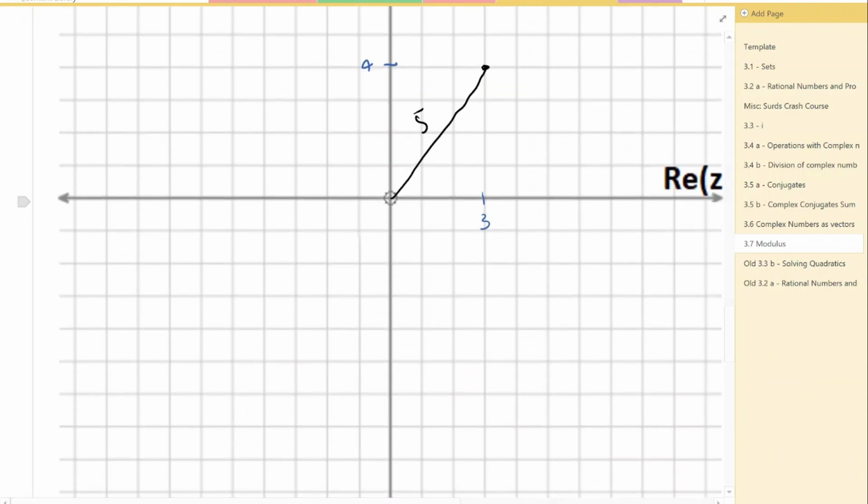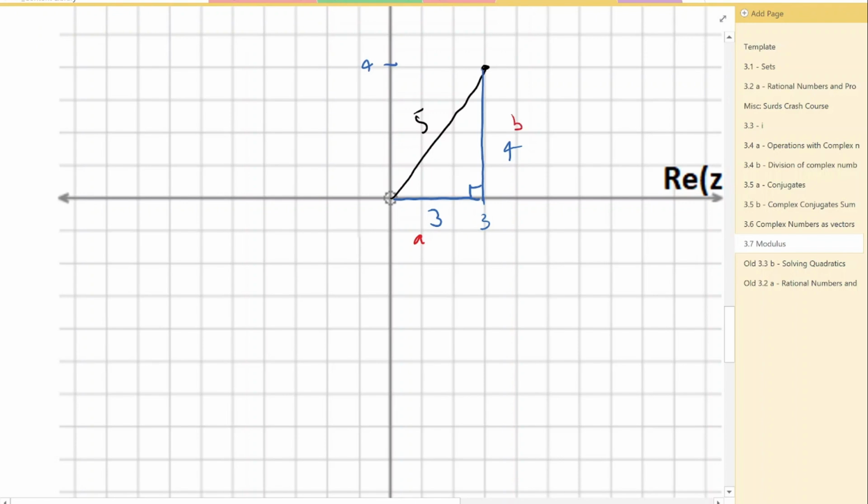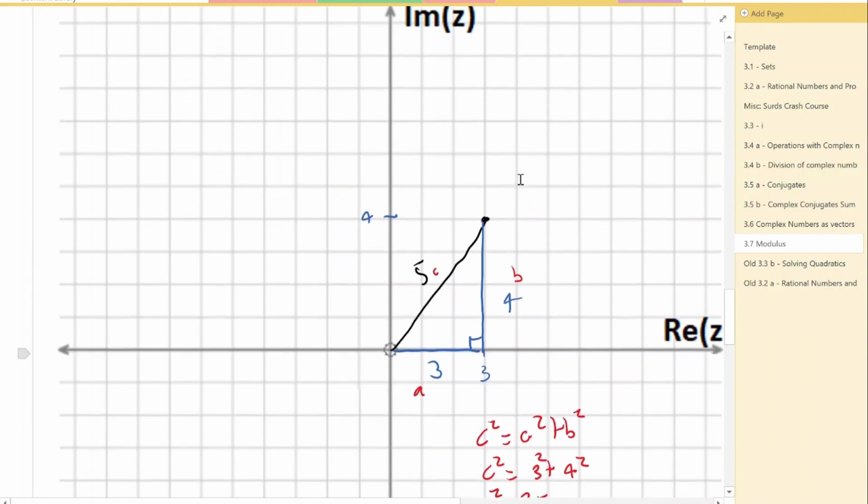You can also work this out just using plain old Pythagoras. That length there is 3. That length there is 4. We've got a right angled triangle, and if you label this as sort of like a, b, and c, then c squared equals a squared plus b squared. Or in other words, c squared equals 3 squared plus 4 squared. And essentially c squared equals 25, so c equals 5. The length formula is literally just Pythagoras in disguise.